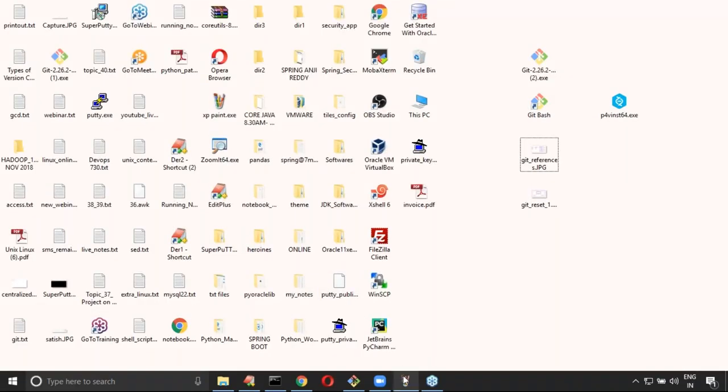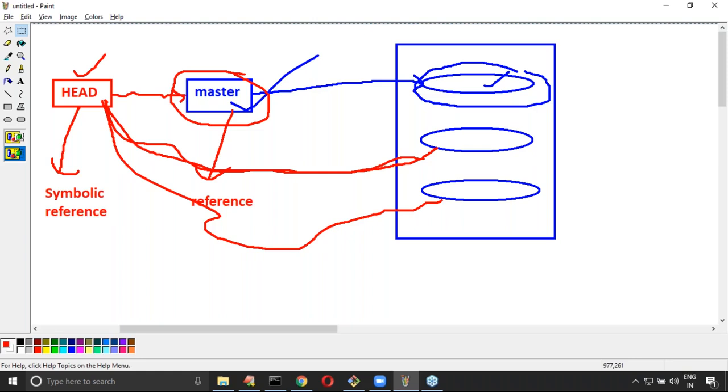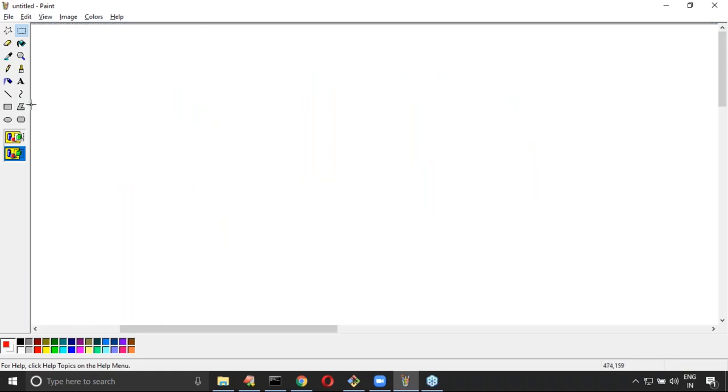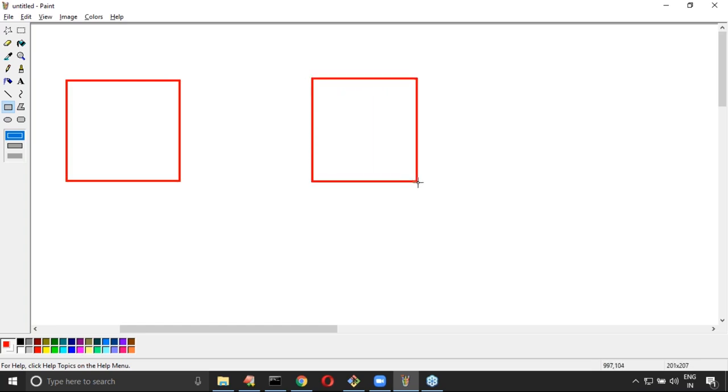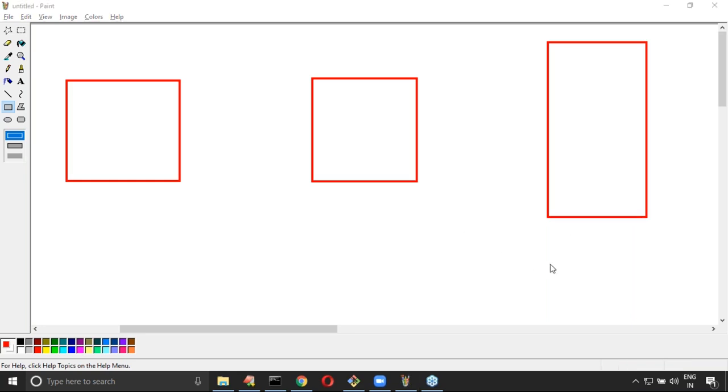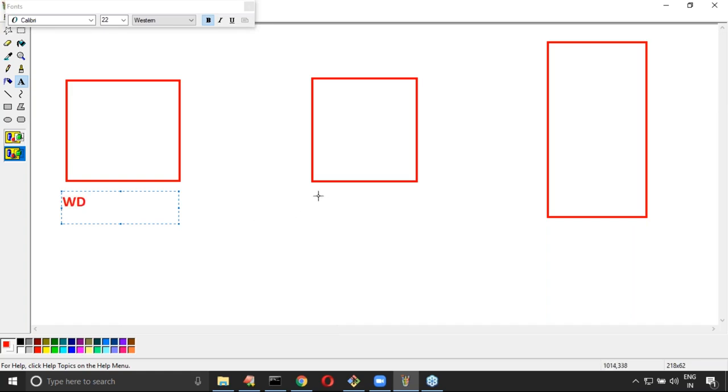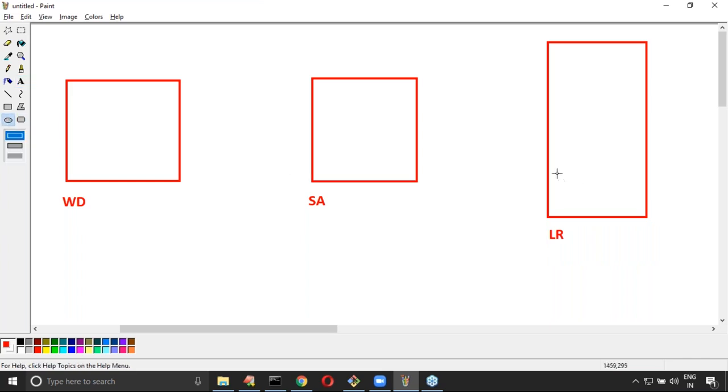One minute. With the diagram you people can understand very easily, sir. Suppose assume that three boxes are there. You can guess what these things are, no explanation required. What is the first one? Working directory. Second one, staging area. Third one, local repository. Here multiple version database is there, multiple commits are there, right? We know these things, right?